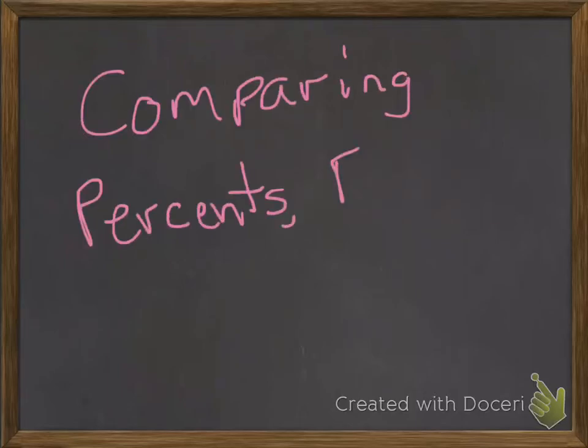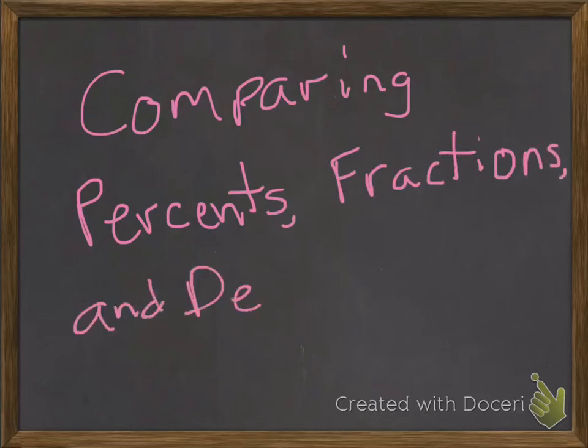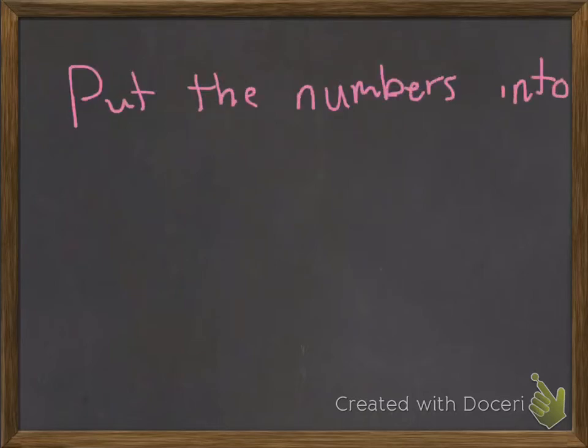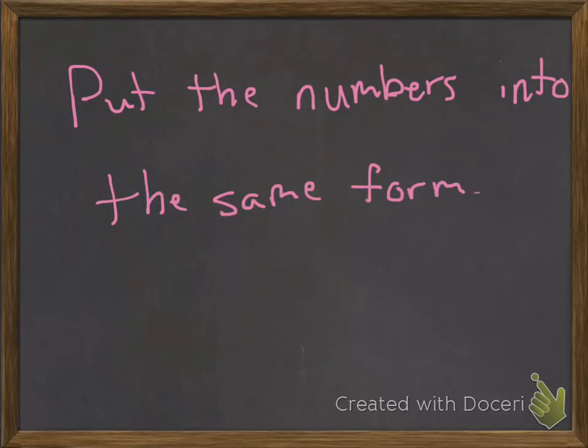Today we're going to look at comparing percents, fractions, and decimals. When we are comparing, we want to make sure that we're going to put the numbers into the same form. So that means we're going to compare a fraction with a fraction, a percent with a percent, a decimal with a decimal.